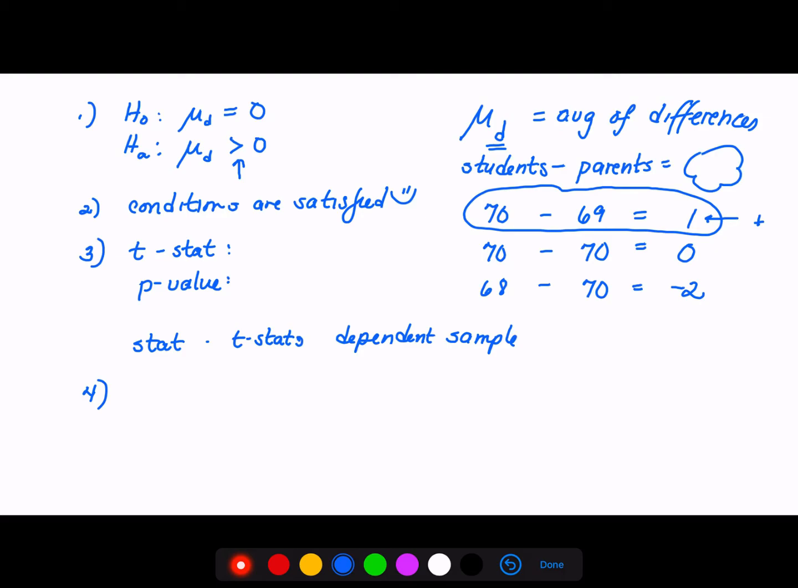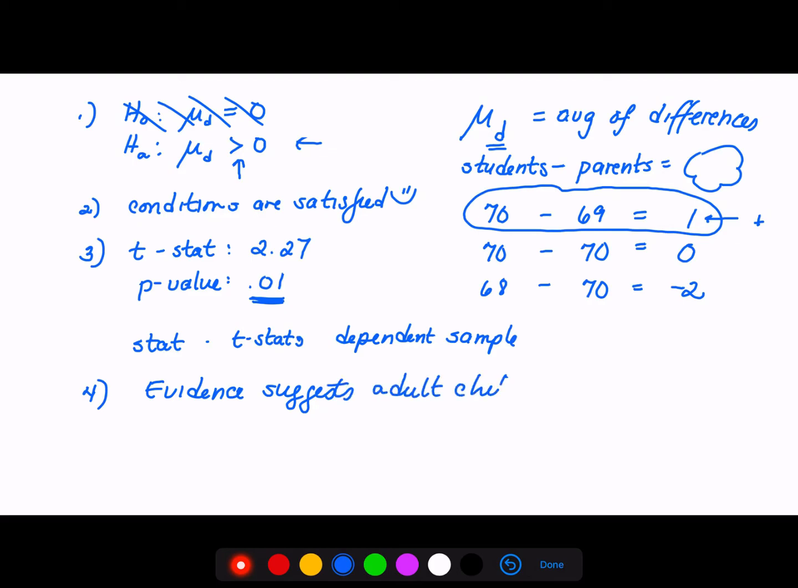Now I'm going to go ahead and write the conclusion now because I've already found the test statistic and p-value, but then I'll go and show you how to do that yourself. So when you do this, your test statistic comes out to be 2.27, and your p-value is going to come out to be 0.01, which means it would be highly unusual to find this sample if the null hypothesis was true. And so we don't believe the null hypothesis is true. This p-value means that we're going to reject the null hypothesis. We believe the alternative is true, meaning that evidence suggests adult children are taller than parents.